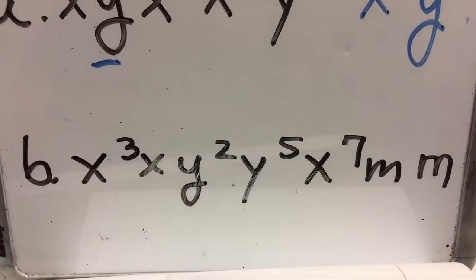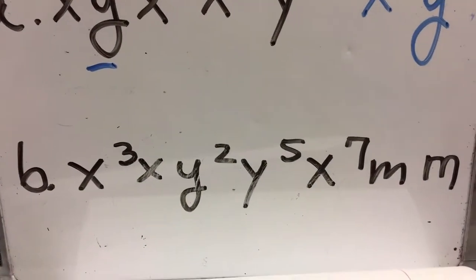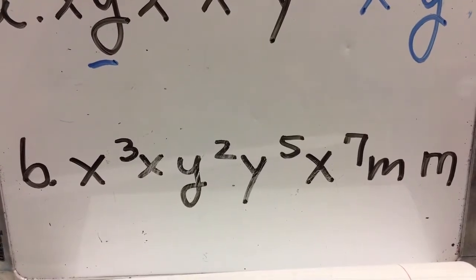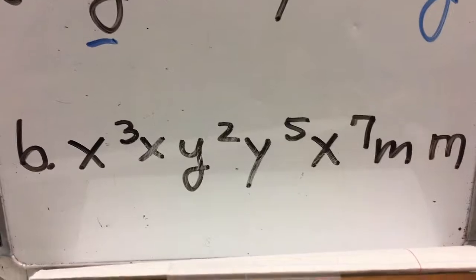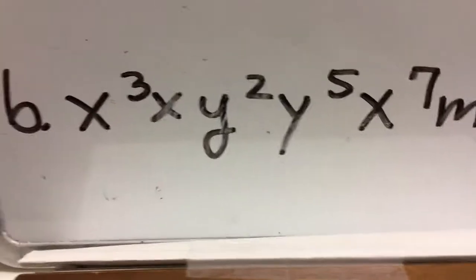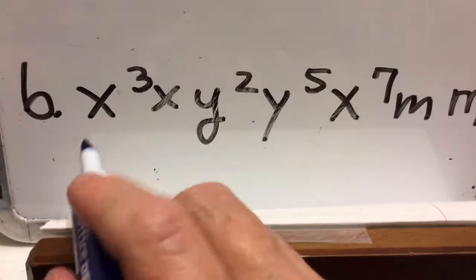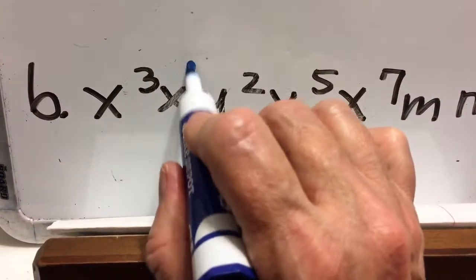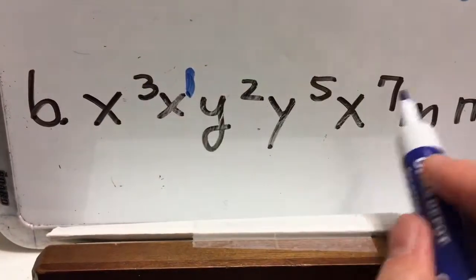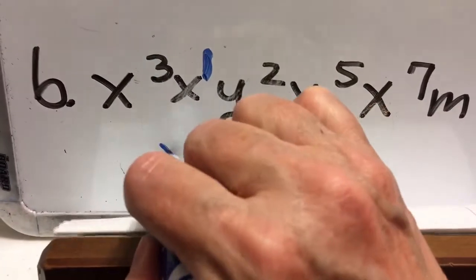So let's look down here to practice B. So we've got a hodgepodge. We've got x's and y's and m's. So let's deal first with our x's. X cubed and x to the 1, x to the 7. So 3 plus 1 plus 7 is x to the 11.